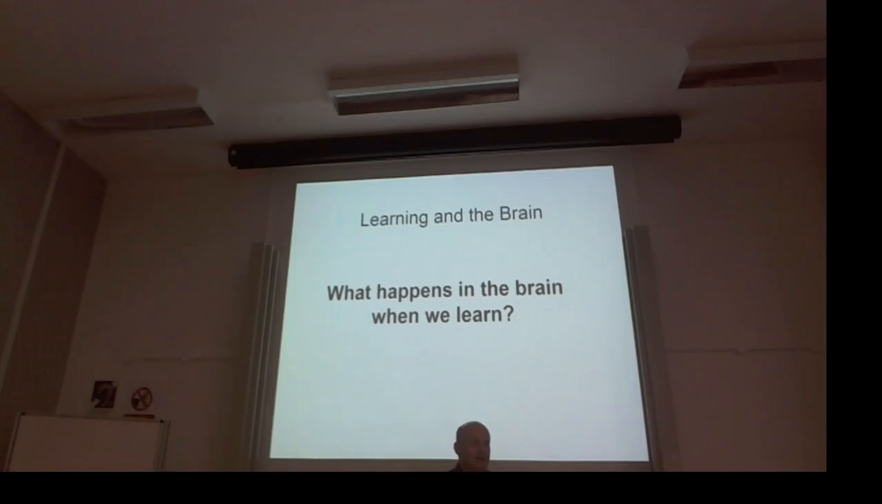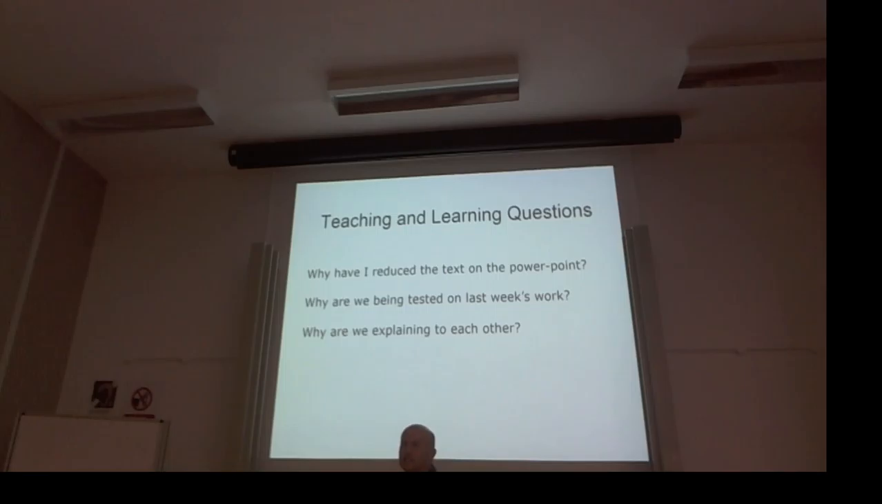In terms of our teaching and learning questions, this is when I try to link how I'm teaching to what we know about the brain. I'm going to be asking, why have I reduced the text on the PowerPoint? I have made a real effort to do that. Why do we do that? Why is that good practice? Why are we being tested on last week's work? I'll give you a little test in a minute, actually, to see what you remember. I'm also going to be asking you to explain things to each other. So there are three little strategies that I'm using, very common in a classroom. Why am I doing those? How can that be justified in terms of what we understand about how the brain learns?